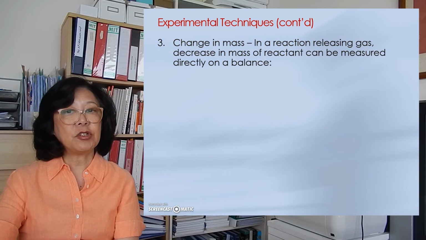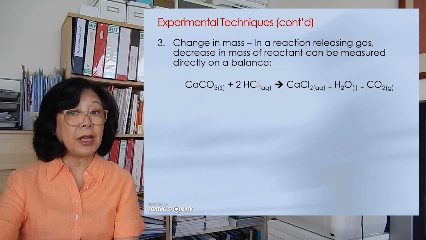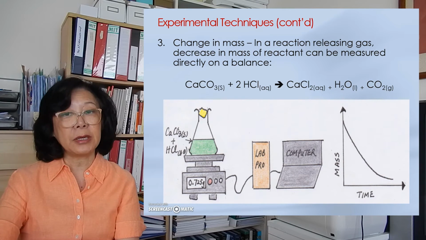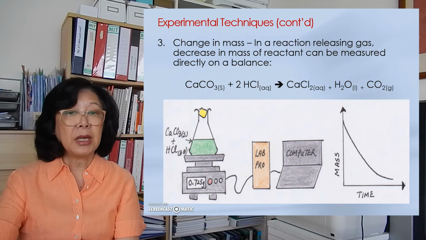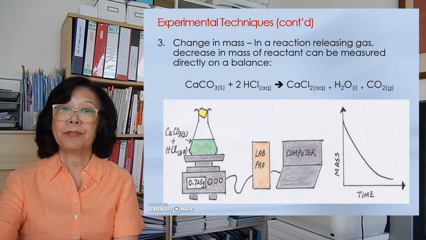The third one will be the change in the mass. For example, in the reaction between calcium carbonate and hydrochloric acid, we can place the reaction vessel on a balance, and then we can record the decrease in the mass as the calcium carbonate and hydrochloric acid are consumed, making CO2 gas.